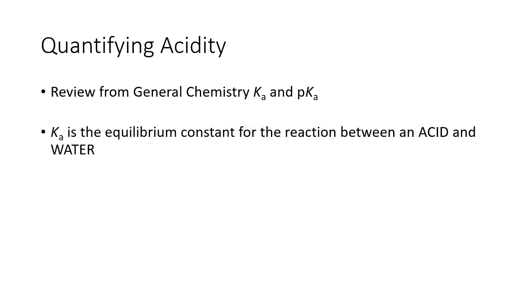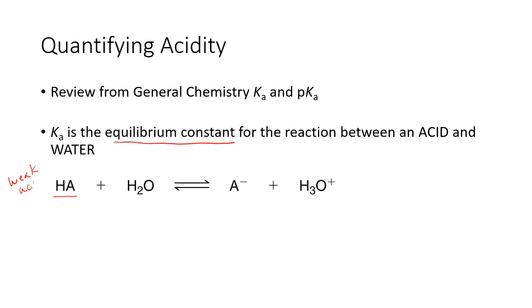So let's look at a quick general chemistry review of Kas and pKas. Ka is the acid dissociation constant, which is an equilibrium constant for the reaction between an acid and water. That's what's assumed as the solvent when you're looking at the Ka. So if we have some generic acid, which we're going to call HA, and this would be a weak acid, usually HX is used to represent a strong acid.